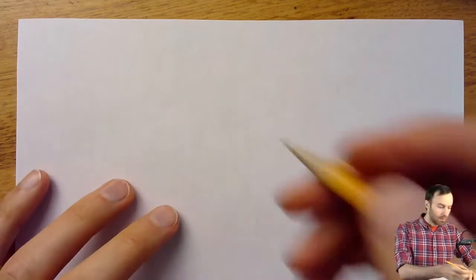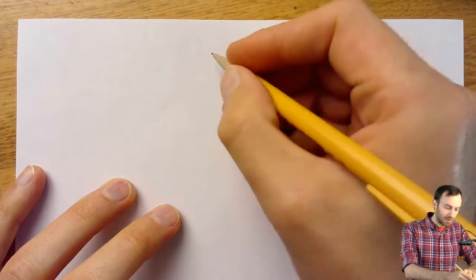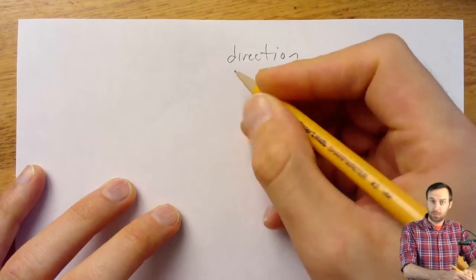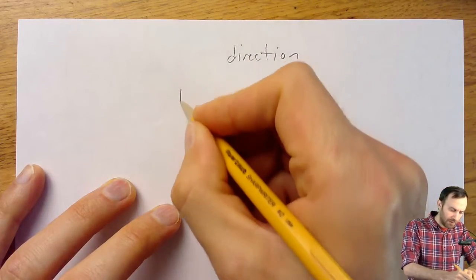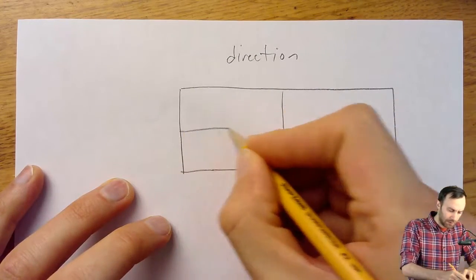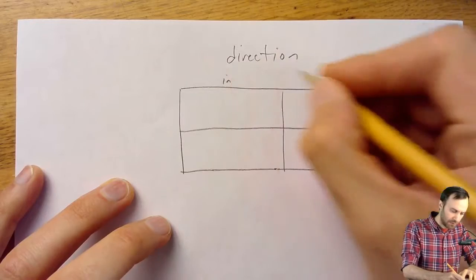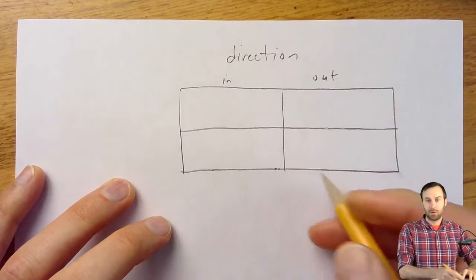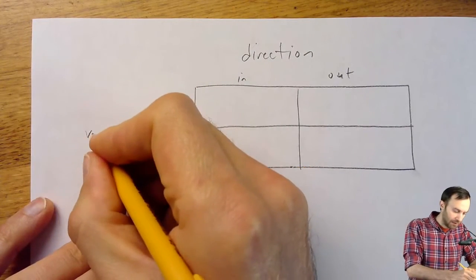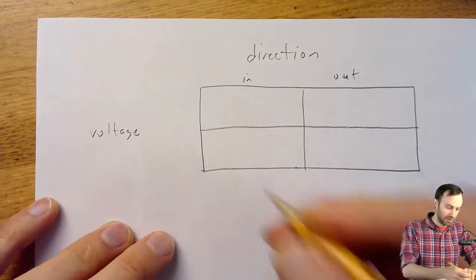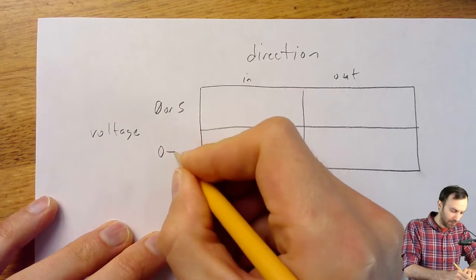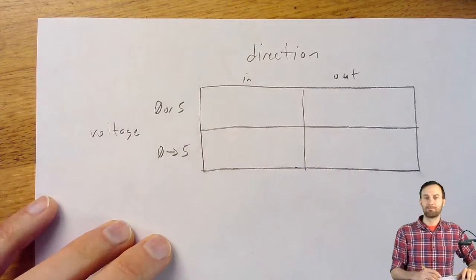I want to start by saying, we've actually built sort of a quadrant, and we have already studied three quarters of the quadrant, and we've left out the last quarter. So I'm going to draw this box and label the top the direction of electricity or information, and the left I'll label voltage, 0 or 5, and 0 through 5 volts.